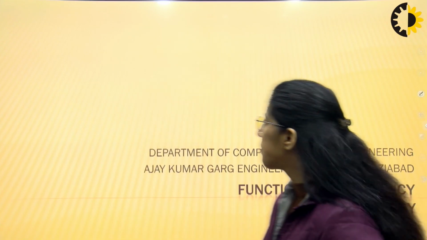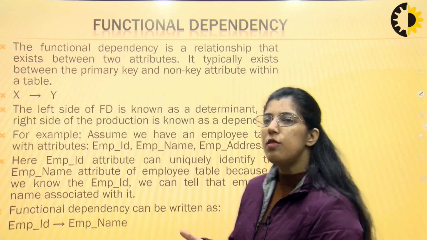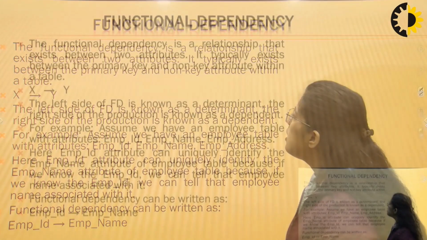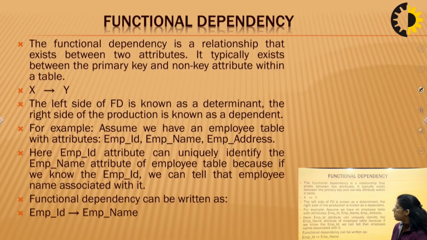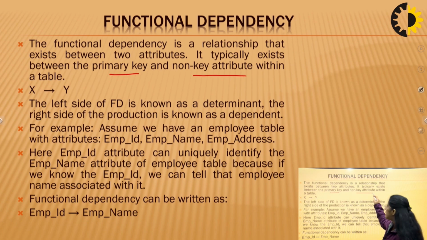In today's video lecture, we will be discussing functional dependency, which is a topic in DBMS. So first of all, what is a functional dependency? The functional dependency is a relationship that exists between two attributes. It typically exists between the primary key and non-key attributes.